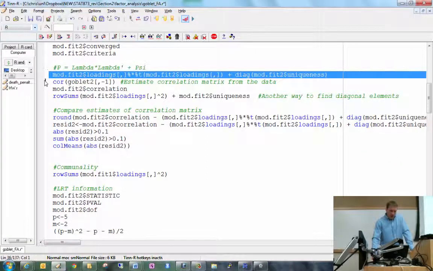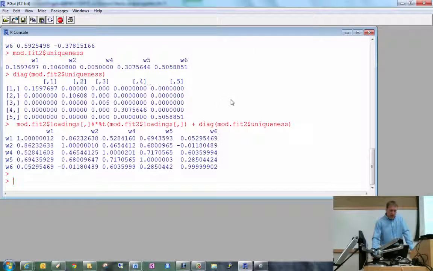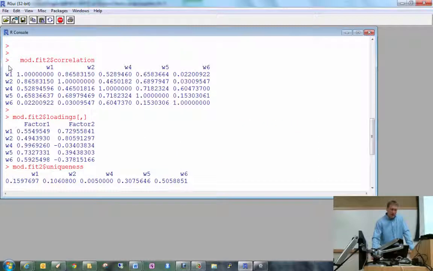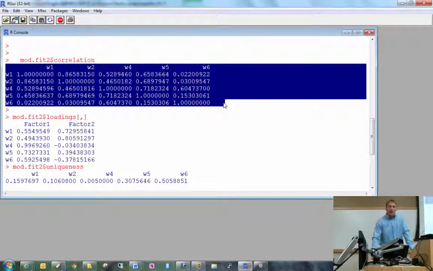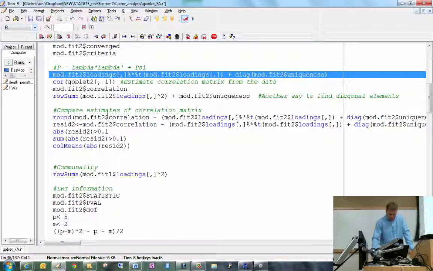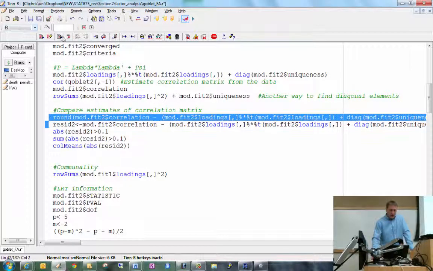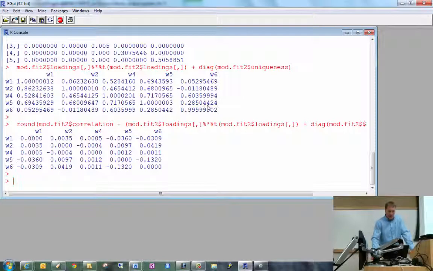So let's put this all together. My factor analysis model says that this is the estimated correlation matrix. What I would like to do is compare that to if I were to essentially not use a model at all. Compare it to the R matrix. To do that, I can simply subtract the two. So I'm going to subtract these two results, round to 4 decimal places to make it look a little prettier. And this is what I get.